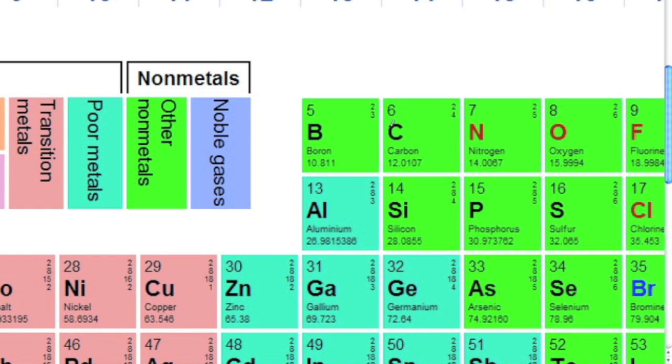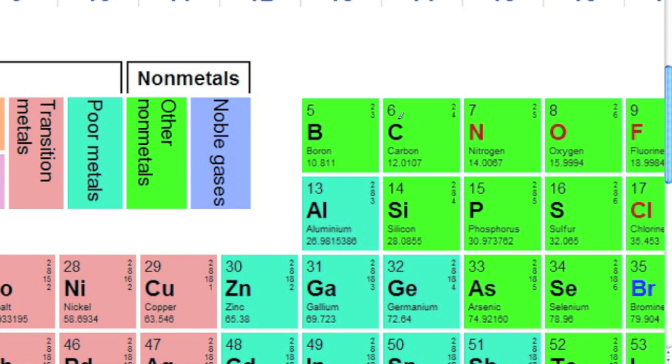So let's look at carbon, and you can see a 6 right here on the top number. This number is the atomic number of the element. The atomic number is basically telling you how many protons one atom of this element has.